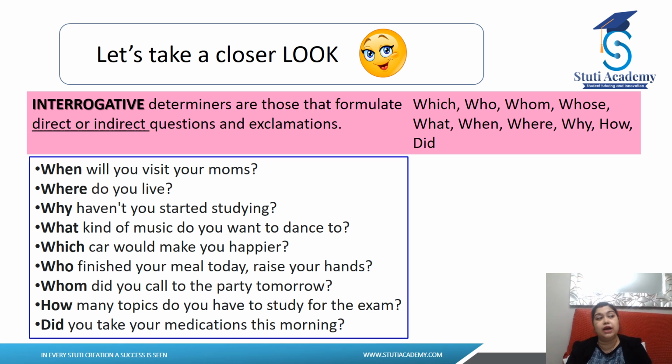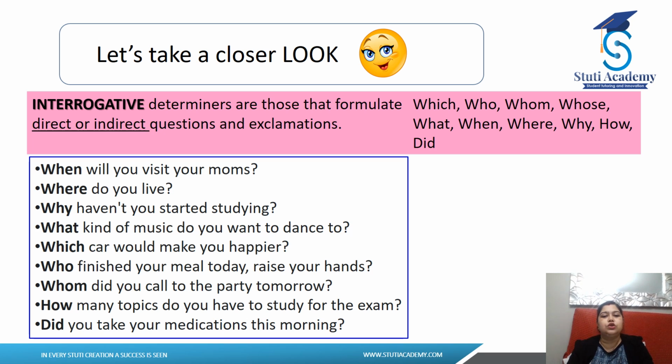Where do you live? I don't know where you live. So I'm asking you, where do you live? Why haven't you started studying? I think your parents do ask you this question, don't they? Why haven't you started studying? What are you doing? So, what are you doing? Why are you watching television? These are the questions. Why, what, when? Okay? Which car would make you happier? So it's a choice. Which car would make you happier?